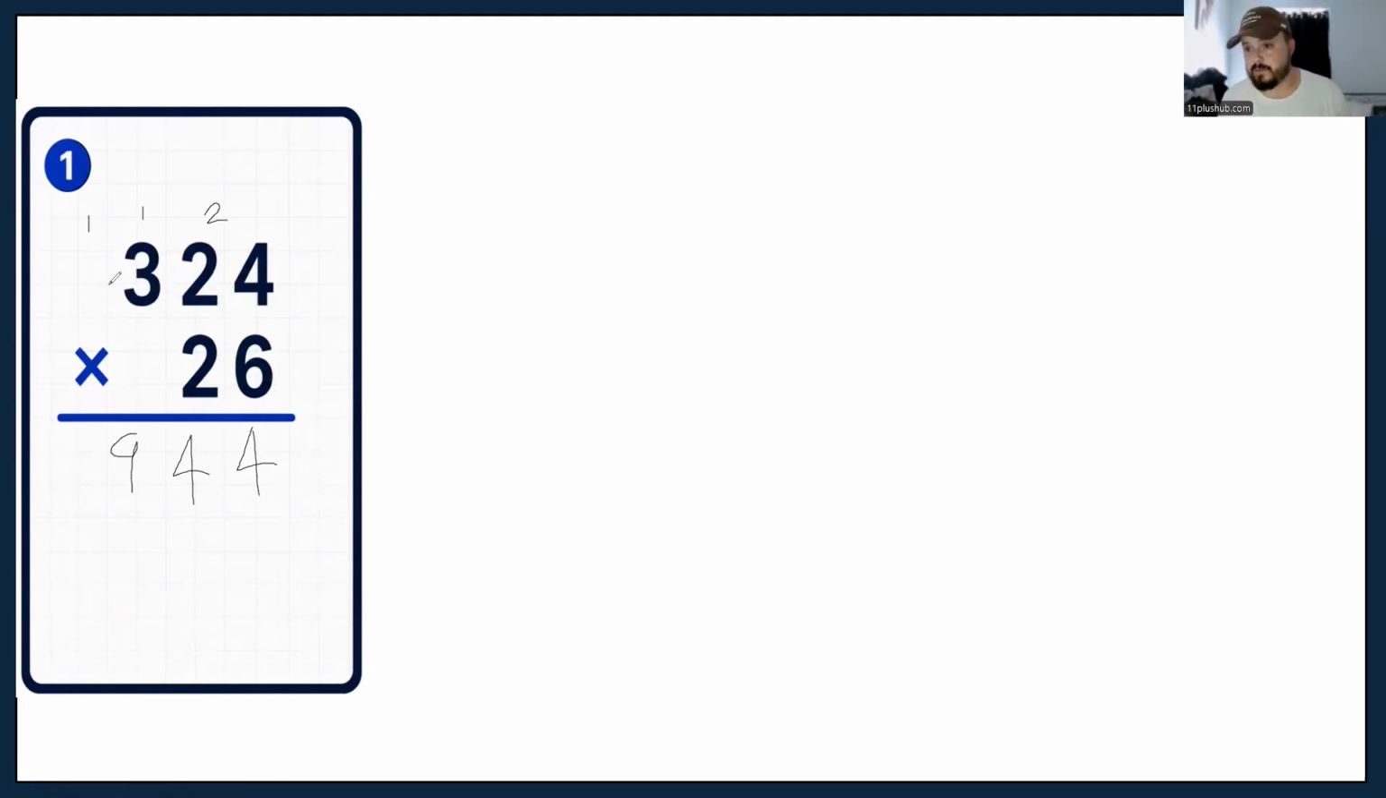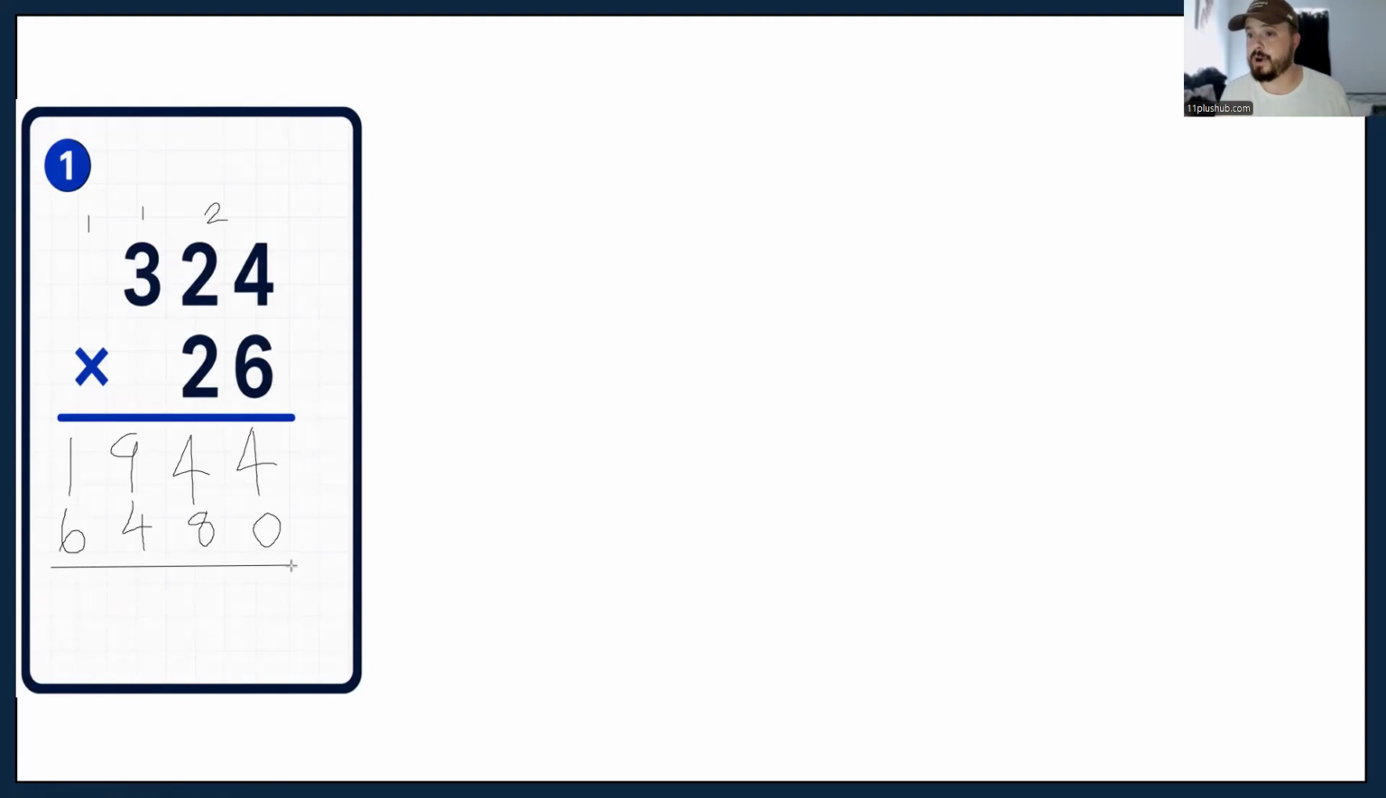And that 1 that we carried over, there's no more maths to do. We multiplied 6 by 324. So we're just going to bring it straight down into that column. Now, before we multiply the 2 tens in this question, we're going to put our placeholder here. So 2 times 4 is 8. 2 times 2 is 4. 2 times 3 is 6. Okay, so I've answered the question.